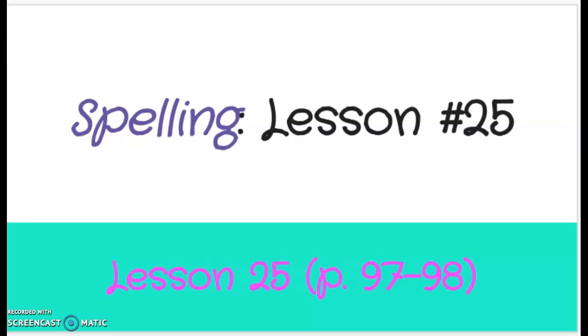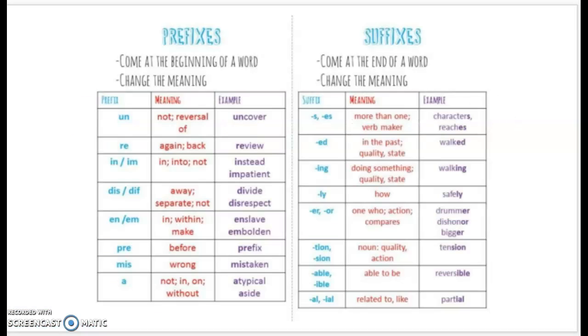This week we are going to start a lesson on suffixes. So you'll need your workbook pages 97 and 98 today. We talked about prefixes and suffixes before, but just as a review, we're focusing on suffixes, which come at the end of a word and their purpose is to change the meaning. So let's look at some examples.